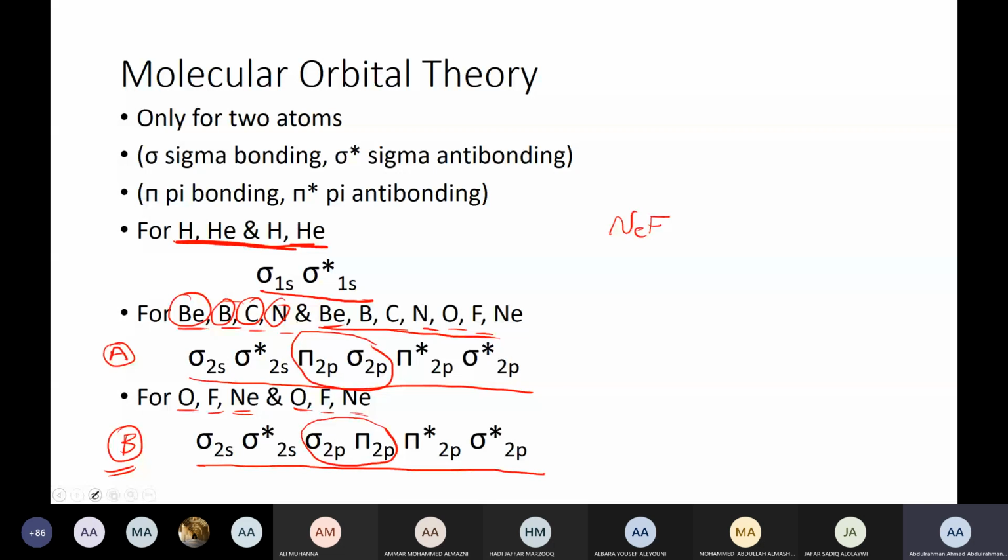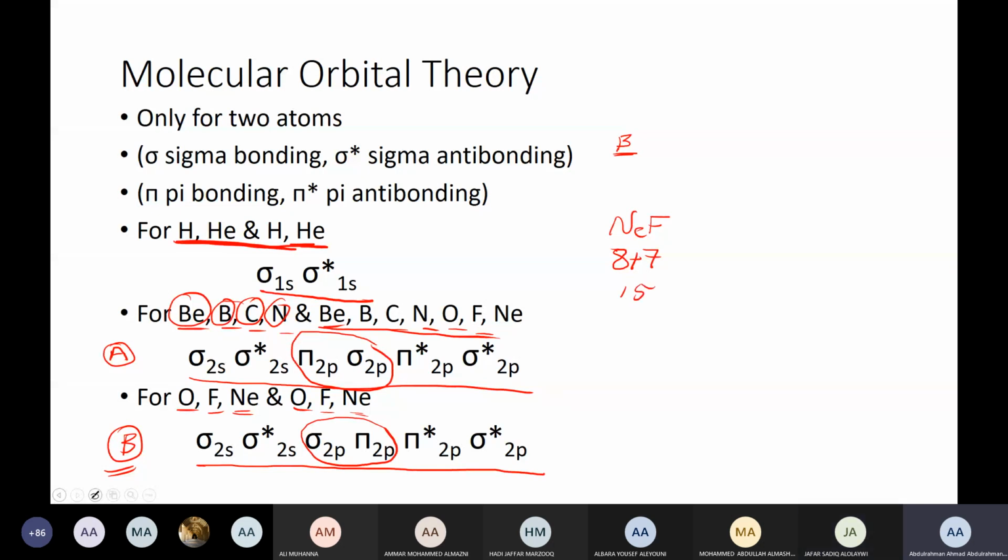Now I want you very quickly to tell me what's the total valence of the NeF molecule. Come on. So you'll use B first. How many total valence electrons? 15. Yes, it is 15. 8 plus 7, which is 15. Exactly.